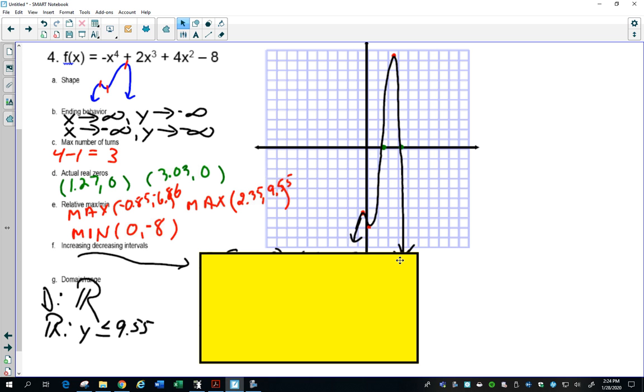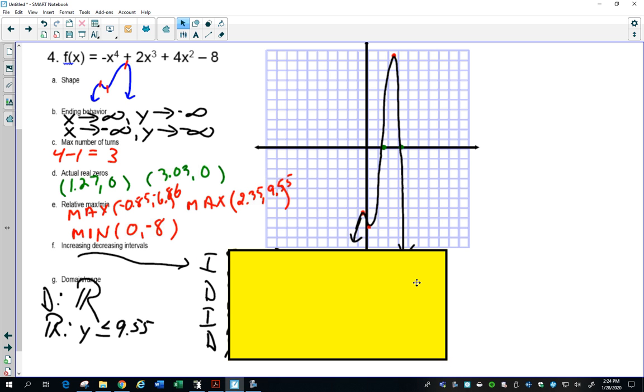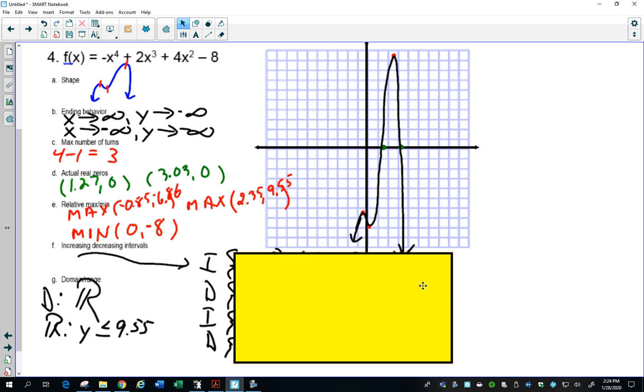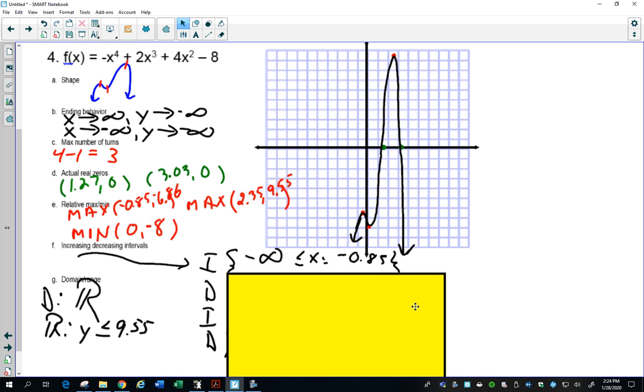Intervals, I have 1, 2, 3, 4 intervals. I will need to write all 4 intervals. Increasing, decreasing, increasing, decreasing. Intervals always start off with squiggle brackets, they always end with squiggle brackets, and they always repeat the less than or equal to sign. So the squiggle bracket, less than or equal to x, less than or equal to, and another squiggle bracket.